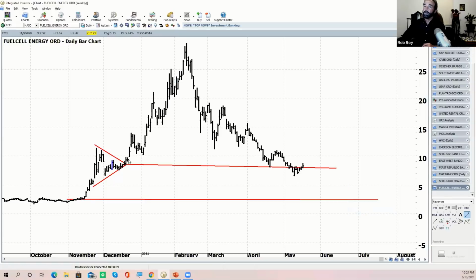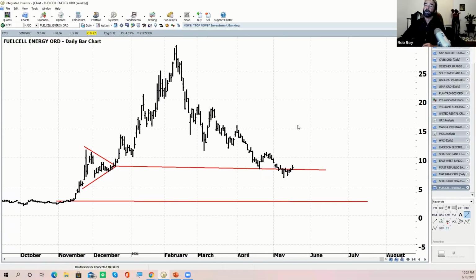I'm a little concerned about the institutional aspect here. They can come in, if they choose to step in and buy more, and force some of the weaker shorts out, and you get a bit of a short covering rally. So that's a concern there.